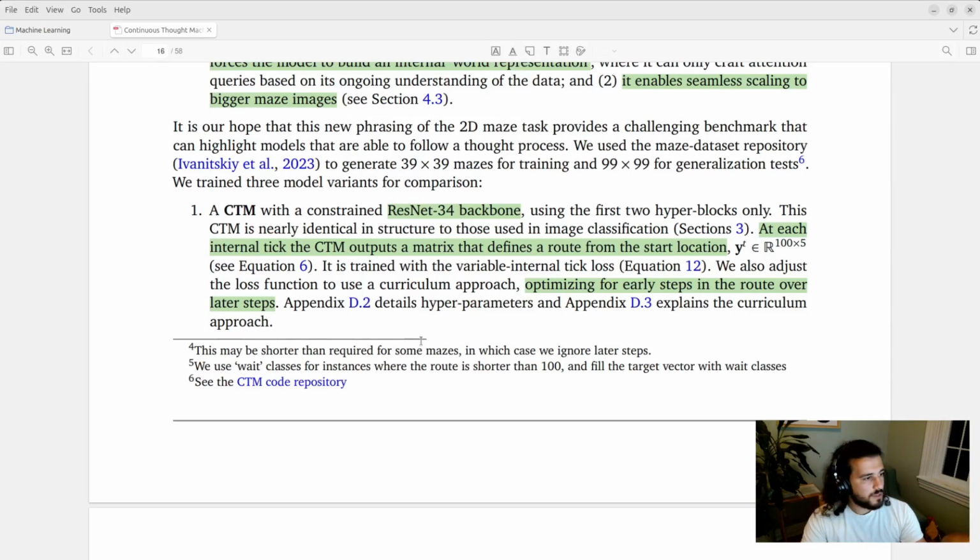So what we're going to see here is that you have a CTM with the ResNet 34 backbone, and what the model is outputting, at each neural tick, is a matrix that defines a route from the start location. So at each time tick, it should output the full route that it will take.